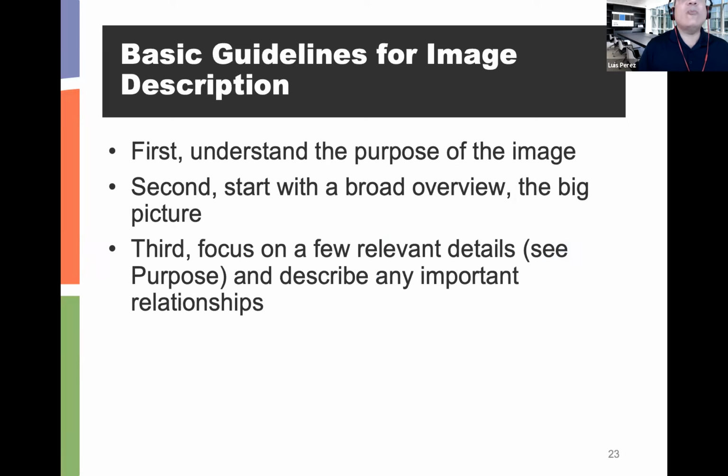Then start with a broad overview. So what is the big picture? What's the big trend here? What's the most important information for the learner? And then, depending on your goals, you can focus on some of the details or some of the less important relationships. So you definitely want to start from general to more specific as you describe the image, and then make sure that it's concise. So generally, you want to focus on just 1 or 2 sentences.